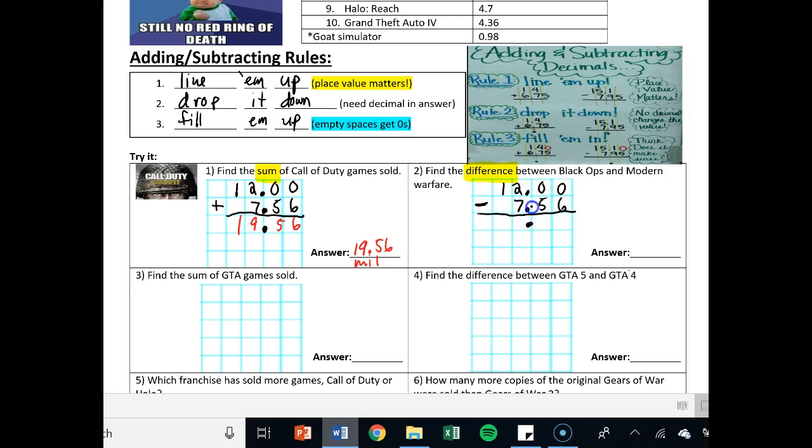Before I do anything, I'm going to drop my decimal down in my answer, and I'm going to go to work. So obviously, we cannot subtract 0 minus 6 or 0 minus 5 or even 2 minus 7. We're going to have to borrow, and we're going to have to borrow a lot.